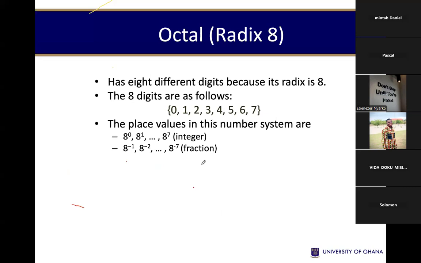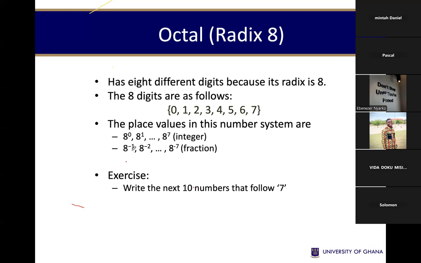So octal has 8 digits: 0, 1, 2, 3, 4, 5, 6, 7. And then the place values are in powers of 8. If you're dealing with a fraction, it will be 8 to the power negative 1 instead of 8 to the power negative 0. Because 8 to the power negative 0 is the same as 8 to the power 0, which gives us 1. So we cannot start with 8 to the power negative 0, right? Because 8 to the power negative 0 will be the same as 1 over 8 to the power 0, and that should give us a 1. Okay.